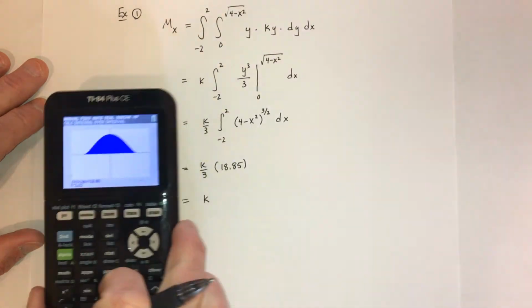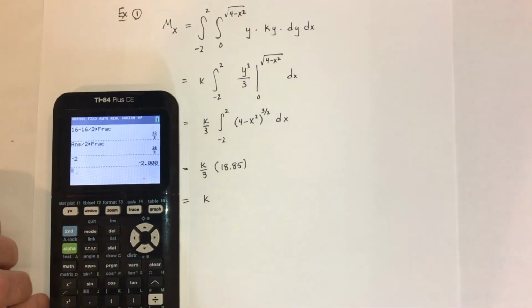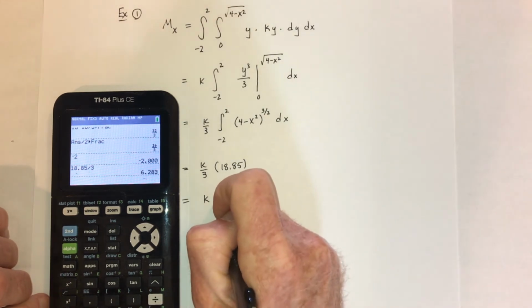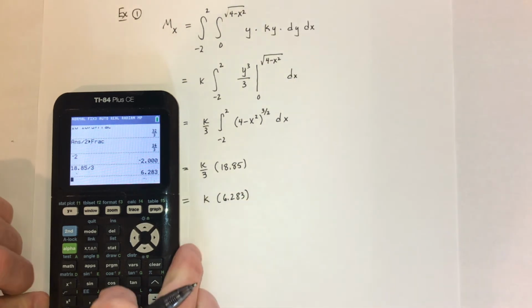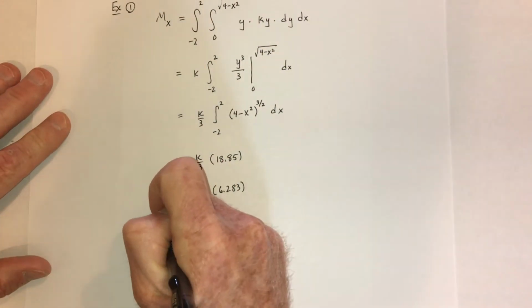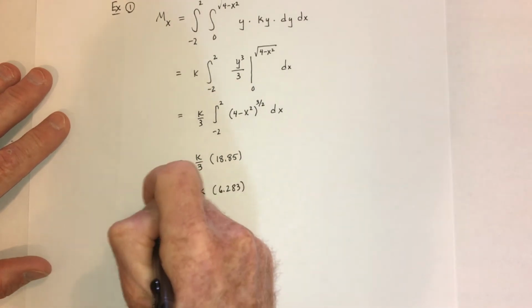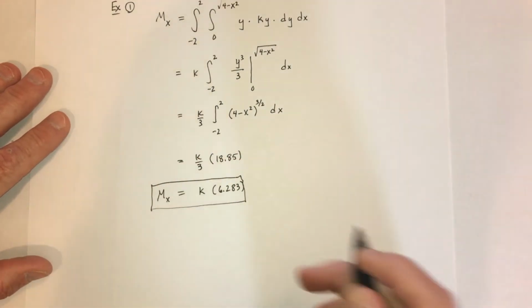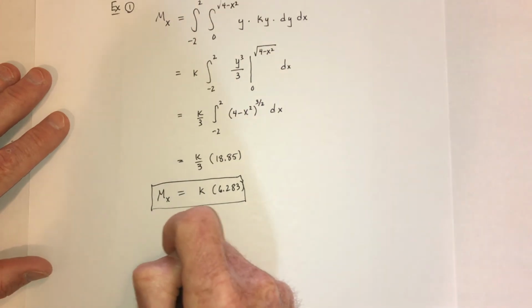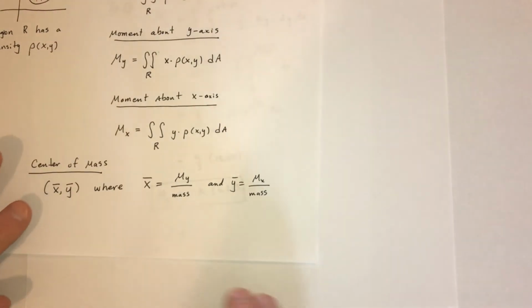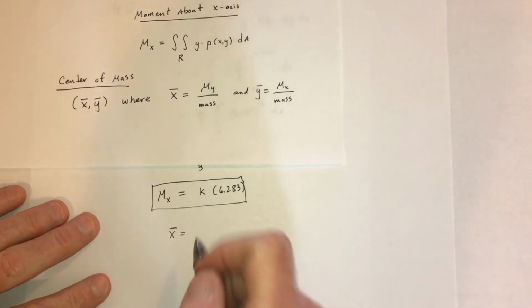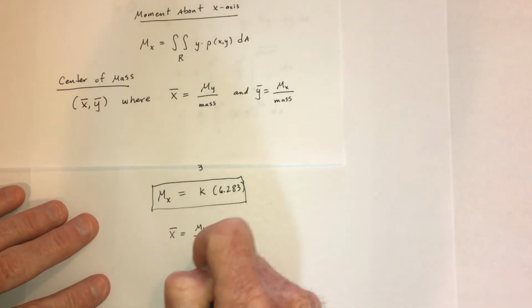And then 18.85 divided by 3 is 6.283. All right, now we're almost done. So that is the mx. And then the last part is this right here. So x bar is the my divided by the mass.